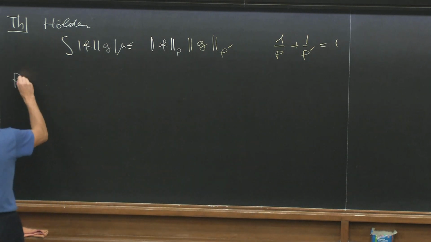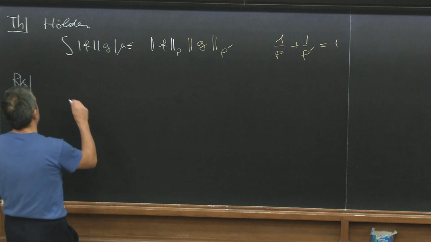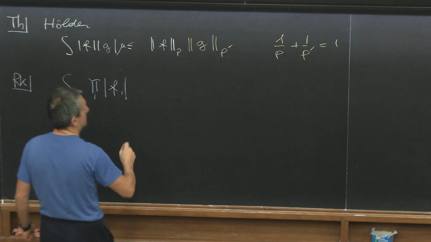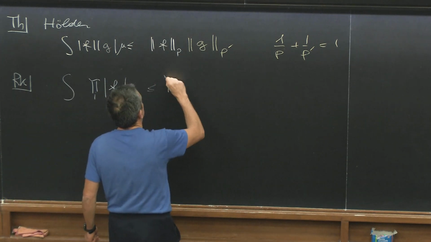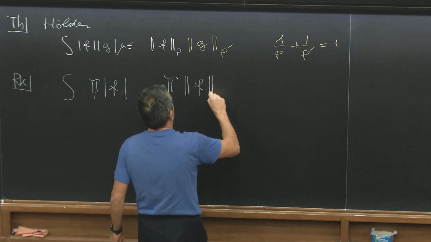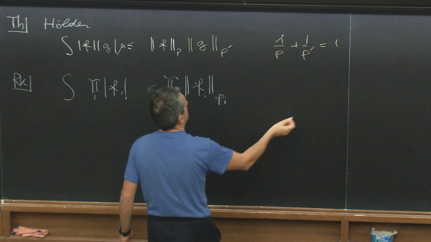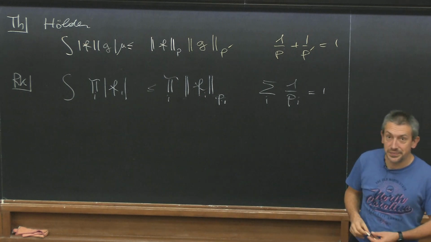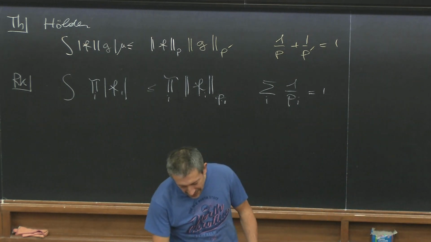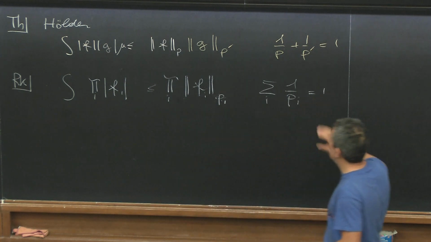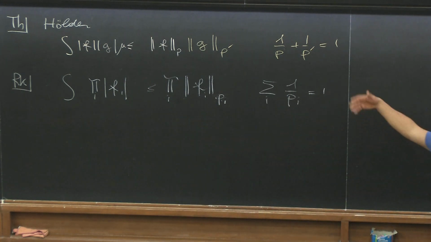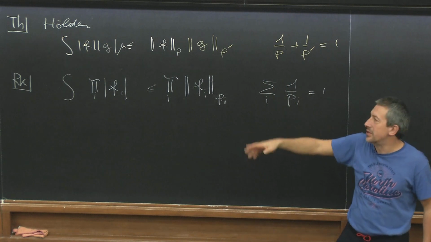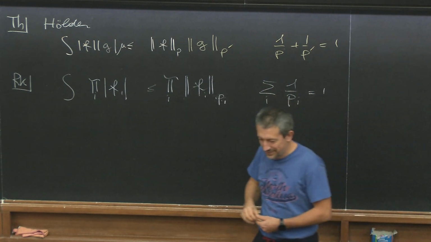Remark that you can deduce from this one that the integral of the product of f_i is less or equal than the product of the norms of f_i in L^{p_i}, with the property that the sum over i of 1 over p_i equals 1, which is a generalization. Is the product finite? Yes, it's just a corollary, because you iterate this inequality as much as you can, and then the exponents satisfy this relation.